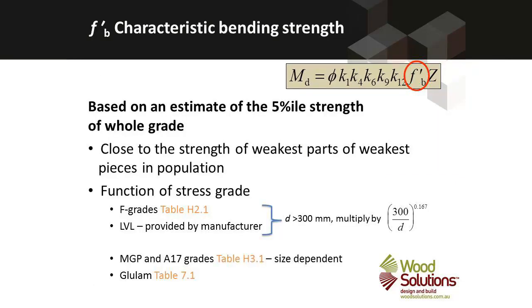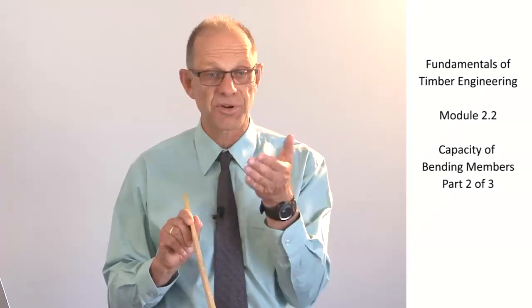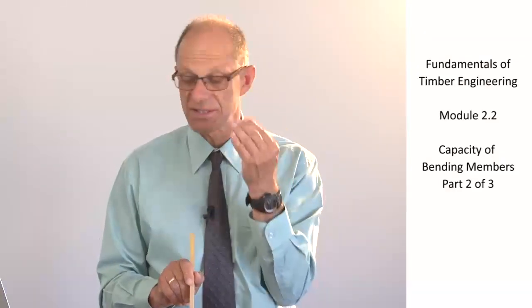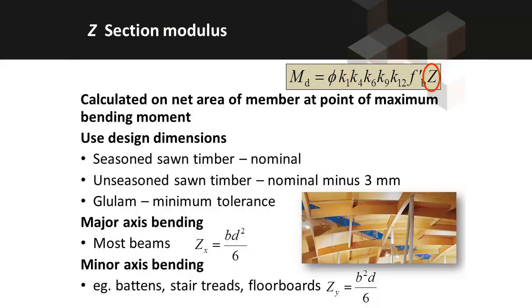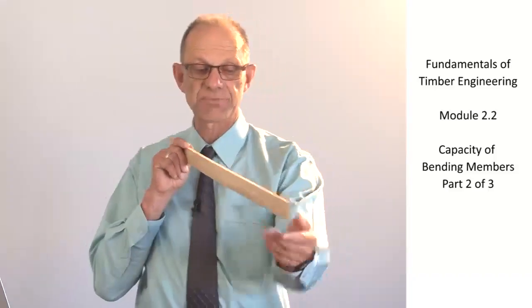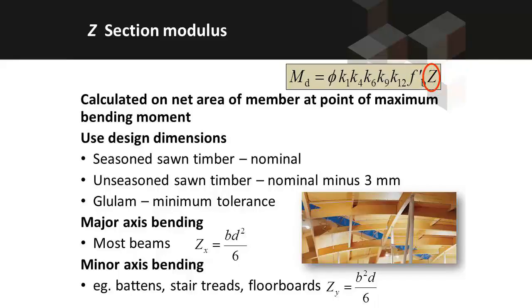Finally, in this bending capacity is the bending strength, and we've seen that the bending strength can be obtained in different places depending on the product that we're using. In some cases, the bending strength is a function of size. And so we're going to look up a table, and it often tells us that we have to do a correction for the size of the element. Then there's the section modulus. This is the classic elastic section modulus. So for major axis buckling, it's D squared times B on 6. For minor axis buckling, it's in that orientation there, but the same expression.